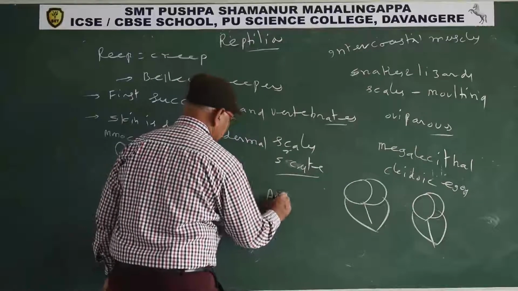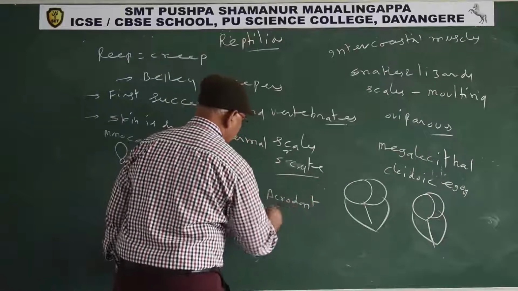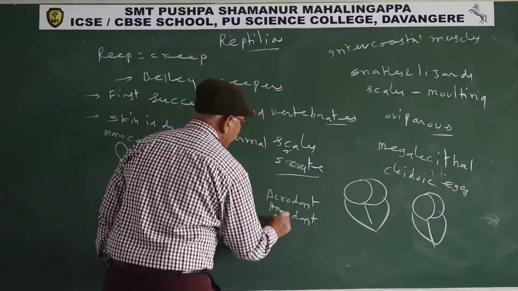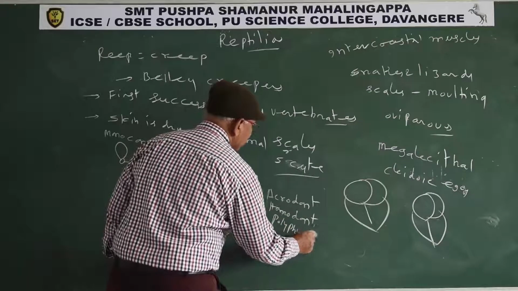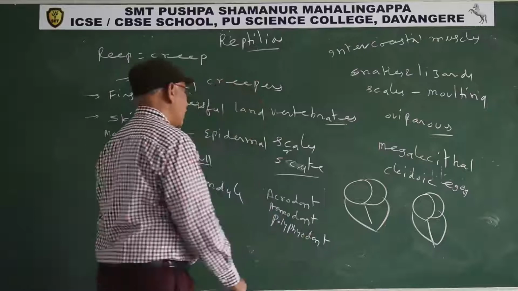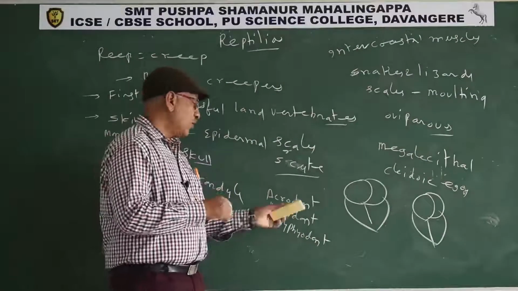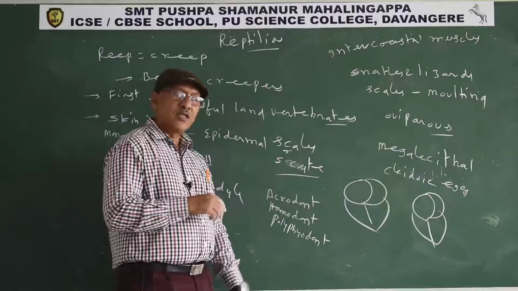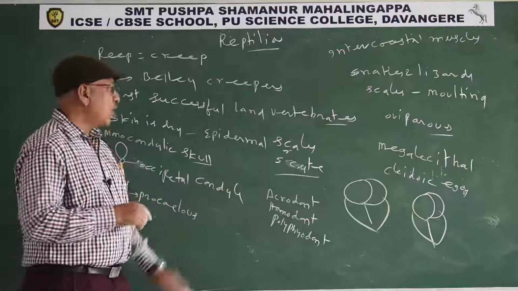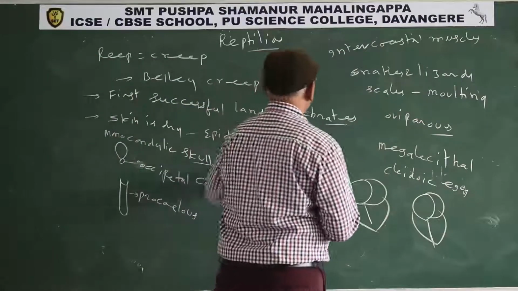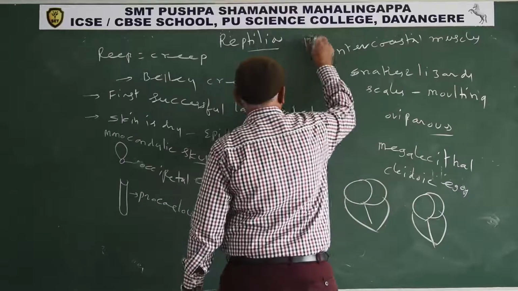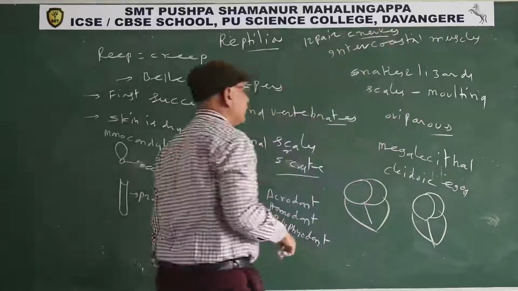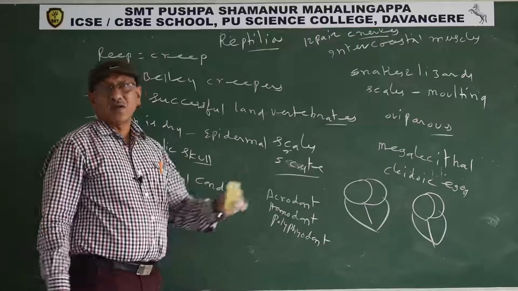Dentition: acrodont, homodont, polyphyodont. Acrodont, teeth directly attached to the jawbone. Homodont, all teeth are alike. Polyphyodont, old teeth are replaced by new teeth several times. From the brain, 12 pairs of cranial nerves arise, except in snakes. Snakes have 10 pairs of cranial nerves.